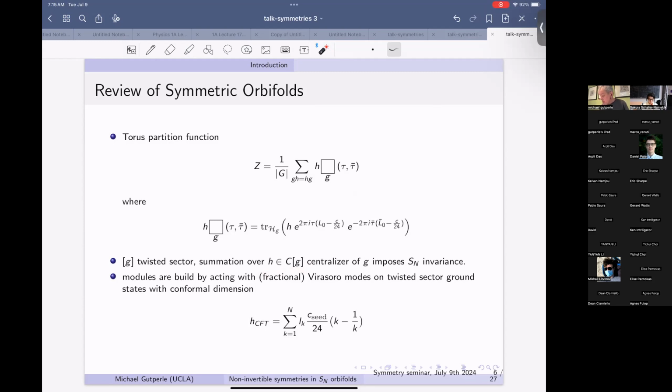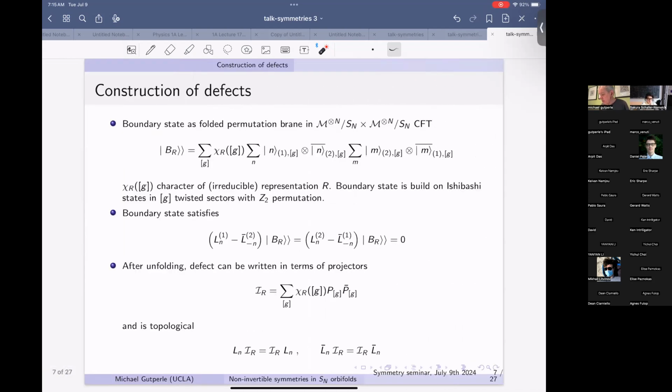In the twisted sector, we will have the modules built by acting on twisted sector ground states with, say, fractional Virasoro modes, and the dimension of a general twisted sector ground state is given by this. In the following, we will mainly just look at the example of a conjugacy class or a twisted sector which is simply a single cycle of a certain length, where the formula becomes simpler.